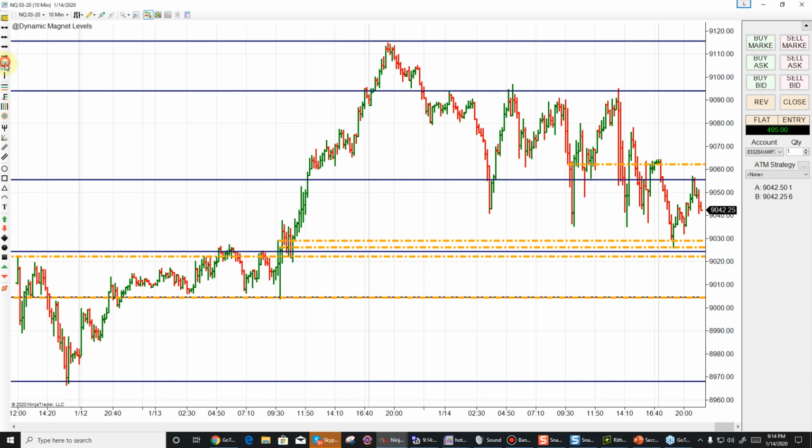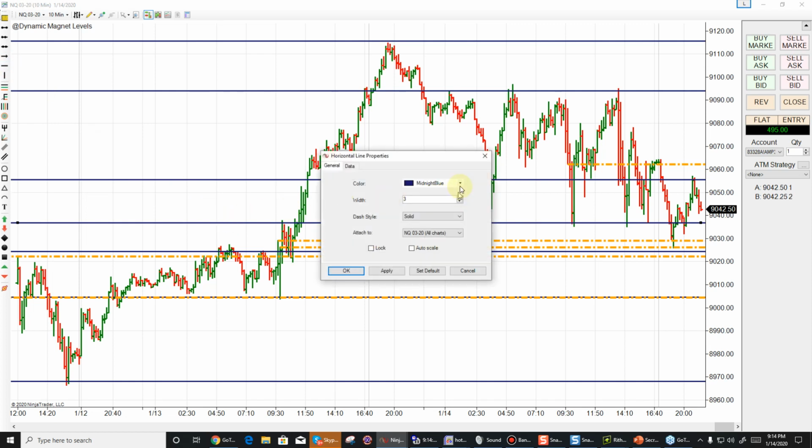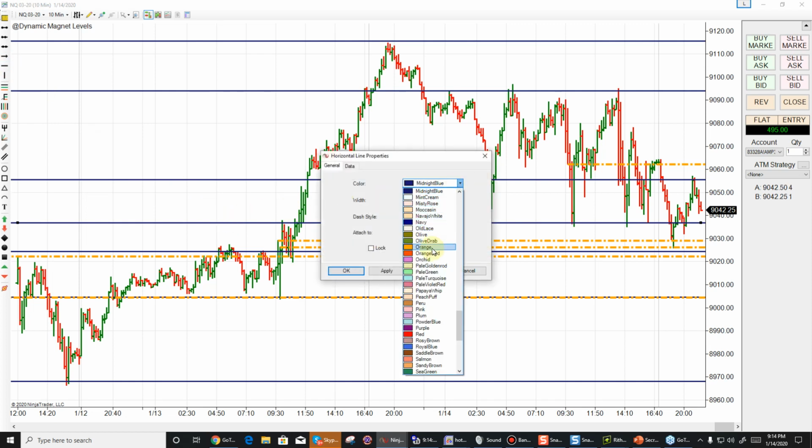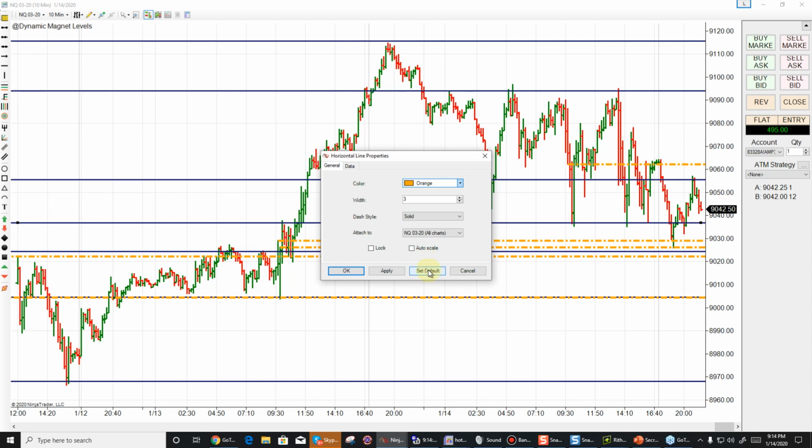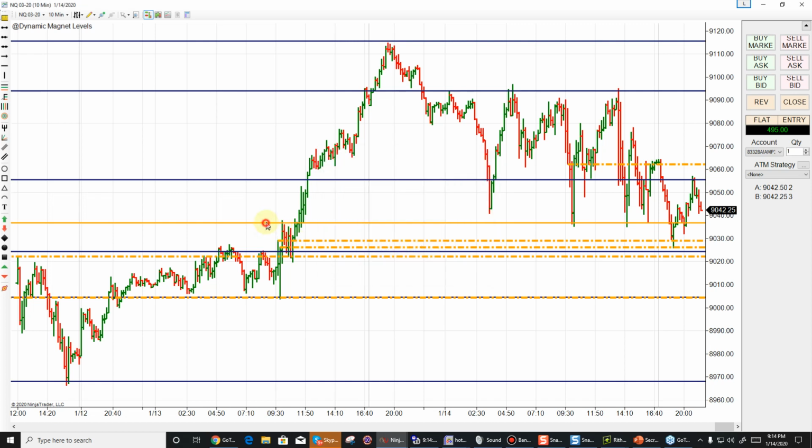Now, I draw on this one too, but I use a different one so I can know what it is. So I'm going to click on that, and I make these orange. If you want a different color, you're welcome to. It sort of does help if you do the same thing as everybody else, because then people know what they are looking at when they look at your charts to help you out. And then I draw these levels.